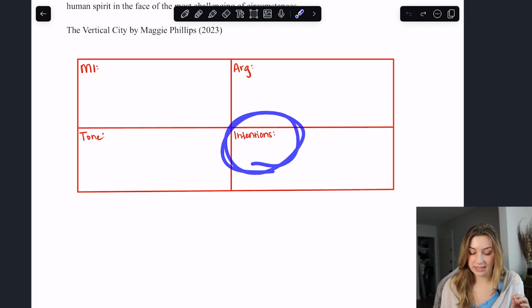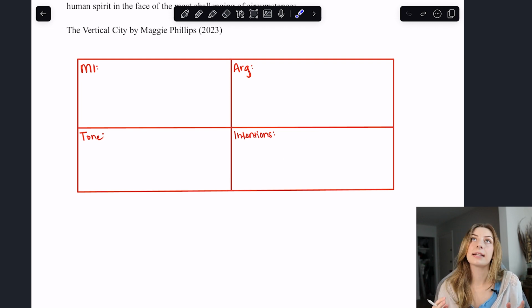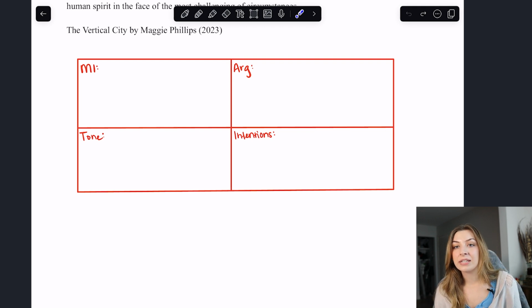The last one is intentions, or author's intentions. And that's kind of like, what is the author doing with this passage? Are they just informing the audience? Are they trying to convince the audience one way or another? Are they challenging the status quo?